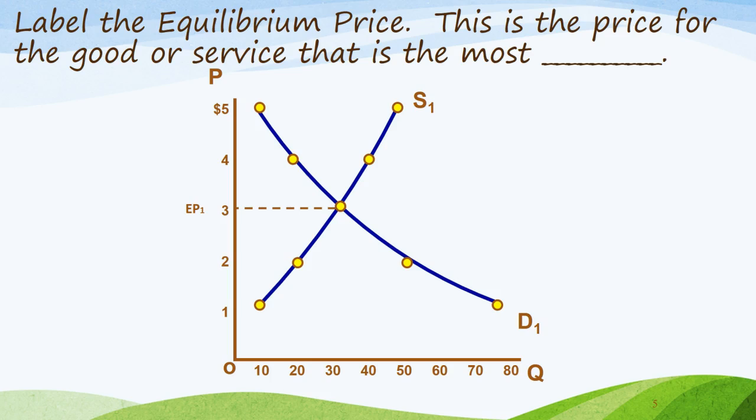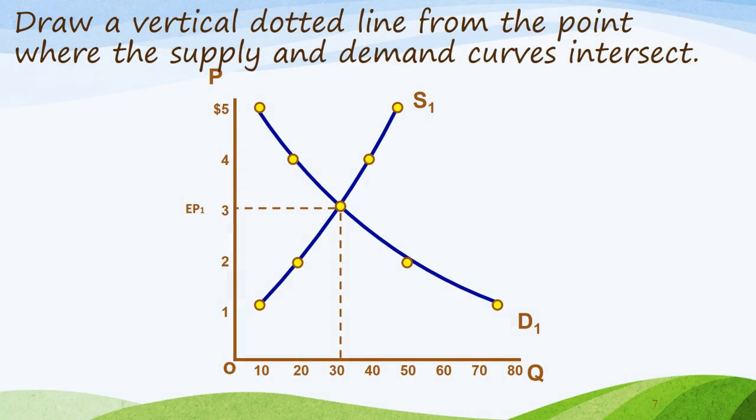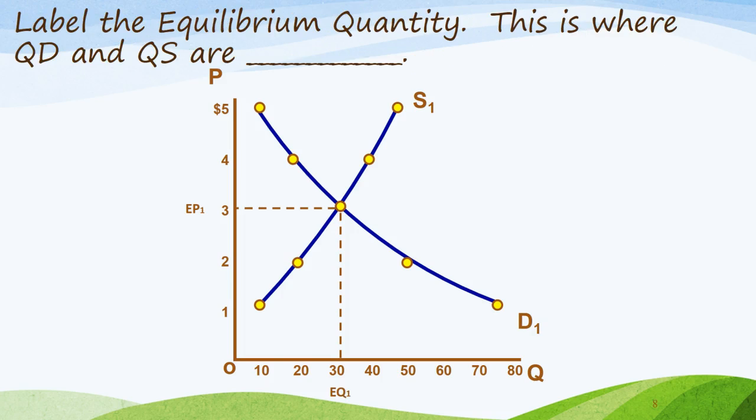This is the price for the good or service that is the most what? Most stable price. Now draw a vertical dotted line from the point where the supply and demand curves intersect. You're going to label that equilibrium quantity. This is where quantity demanded and quantity supplied are what? Equal. Sorry, I don't have the answer in there. Where quantity demanded and quantity supplied are equal.